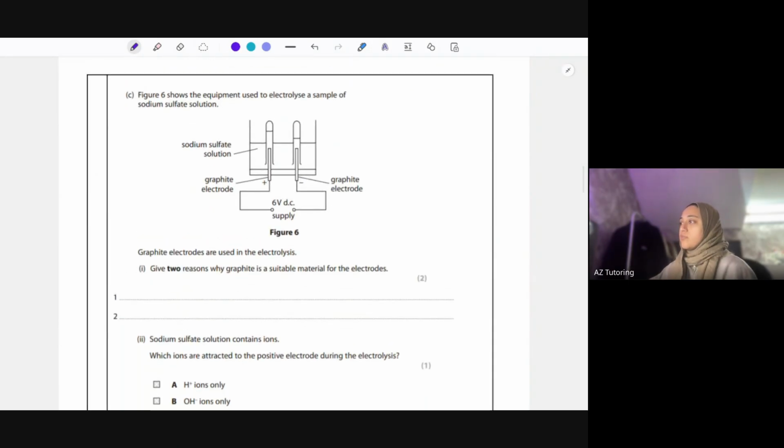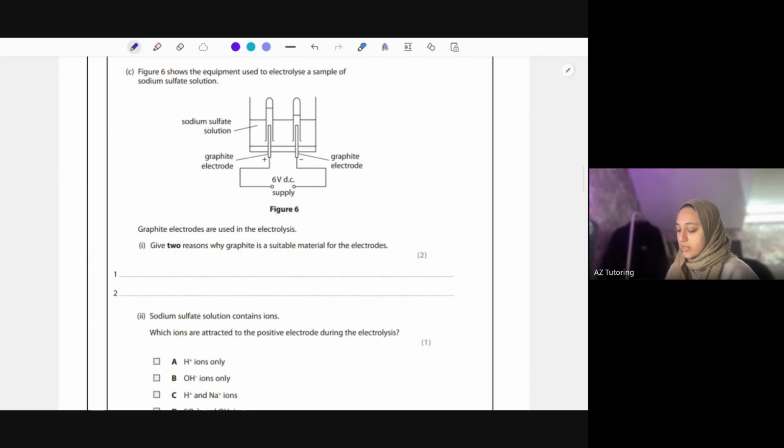Okay, part C, we've got something to do with electrolysis there. Figure 6 shows the equipment used to electrolyze a sample of sodium sulfate solution. So we've got the solution there. We've got 2 electrodes. The electrodes are made up of graphite. We've got the positive and negative charges coming from the supply. So it says graphite electrodes are used in electrolysis. Give 2 reasons why graphite is a suitable material for the electrodes.